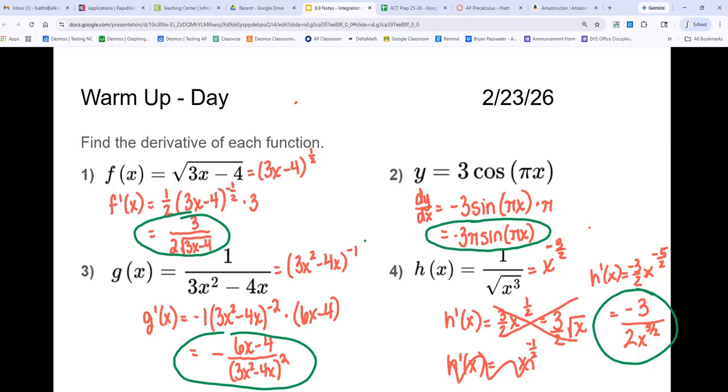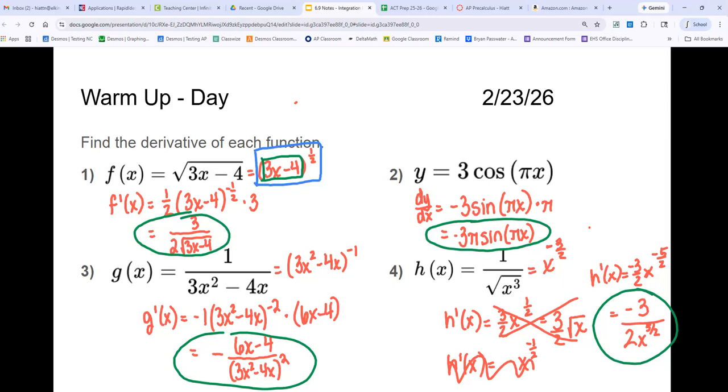Okay, so remember when we're doing chain rule, first of all, like for number 1, it is going to be easier to deal with this if you think of that square root as a 3x minus 4 to the 1/2 power. So what we're doing there, whenever we're doing chain rule, is we're saying we got like an outside and an inside function. So my outside function is that stuff that's being raised to the 1/2 power. The inside part is the 3x minus 4.